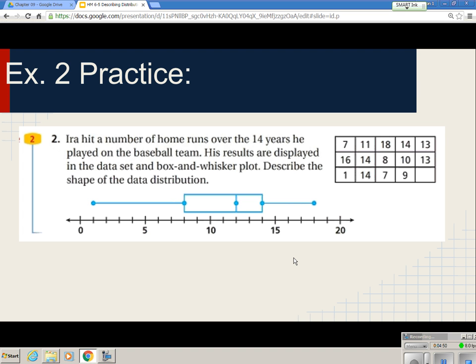All right, now tell me whether this is skewed or normal. Pause the video if you need to. Come back when you're ready to describe and explain yourself.